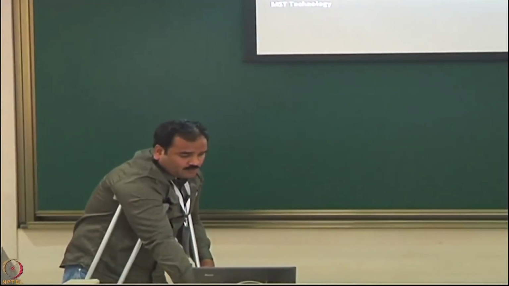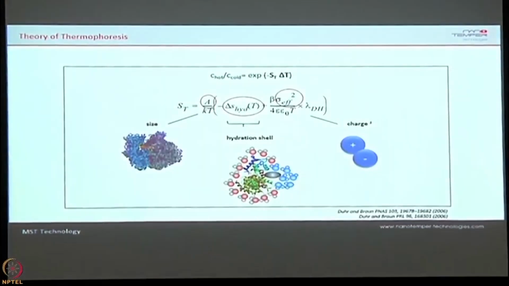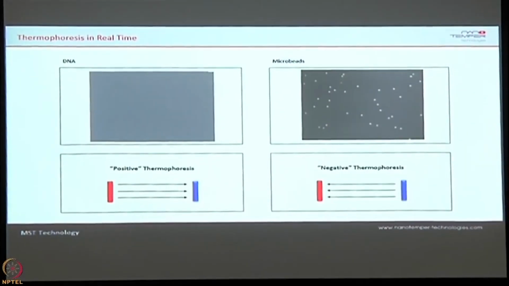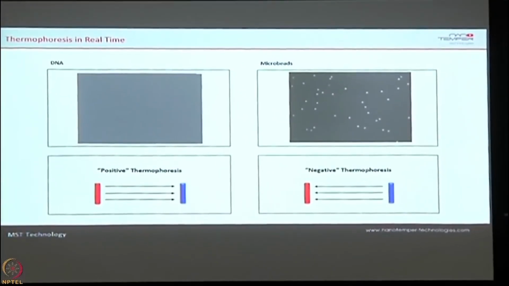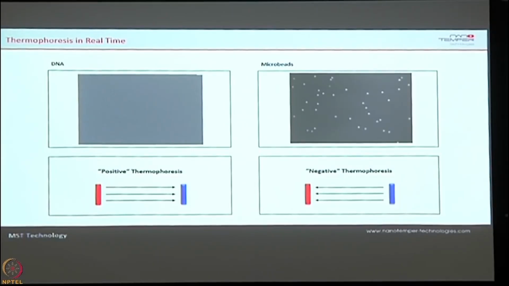Similarly, there is the vice versa, which is called negative thermophoresis. In negative thermophoresis, the molecules move towards the heat. An example is glass beads. When you shine a laser or heat them, all the molecules move towards the heat. That is called negative thermophoresis. So in principle, when you are doing a thermophoresis experiment, you always see these two kinds of phenomena: either they move towards the heat or they move away from the heat. But in our principle, you can measure both movements.